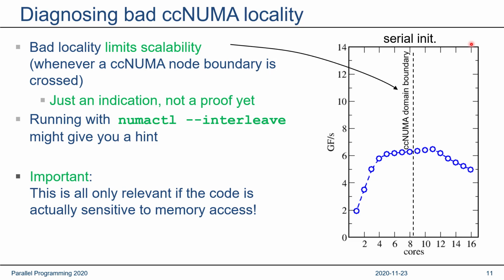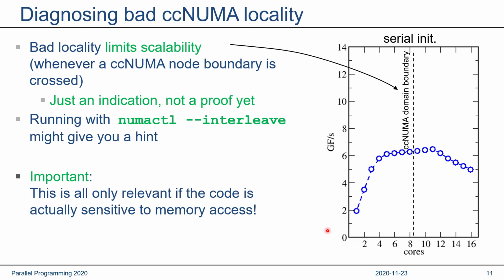However, the signature is quite distinctive. Here we have a performance graph of some memory-bound code on a machine with two 8-core NUMA domains, so 16 cores per node, and the NUMA domain boundary is beyond 8 cores. From 1 to 8 cores, we have the typical performance pattern of a memory-bound code. Beyond 8 cores, it doesn't get faster, a little bit, but not much, and eventually it even drops. This is a typical signature of a NUMA problem, this particular shape of the scaling curve. However, it's still not a proof.